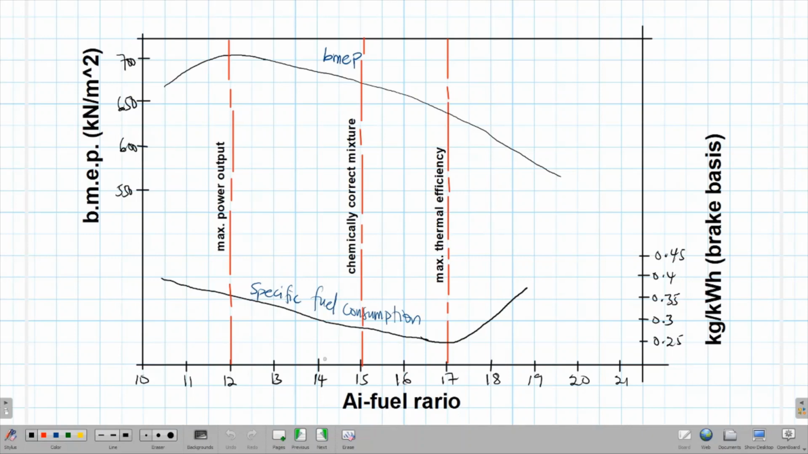The specific fuel consumption curve shows that for maximum economy and thermal efficiency conditions, a slightly weak mixture of about 17:1 is required. We should also note that with a weak mixture, the maximum combustion temperature is also lower. Consequently, less heat is lost through the cylinder walls.